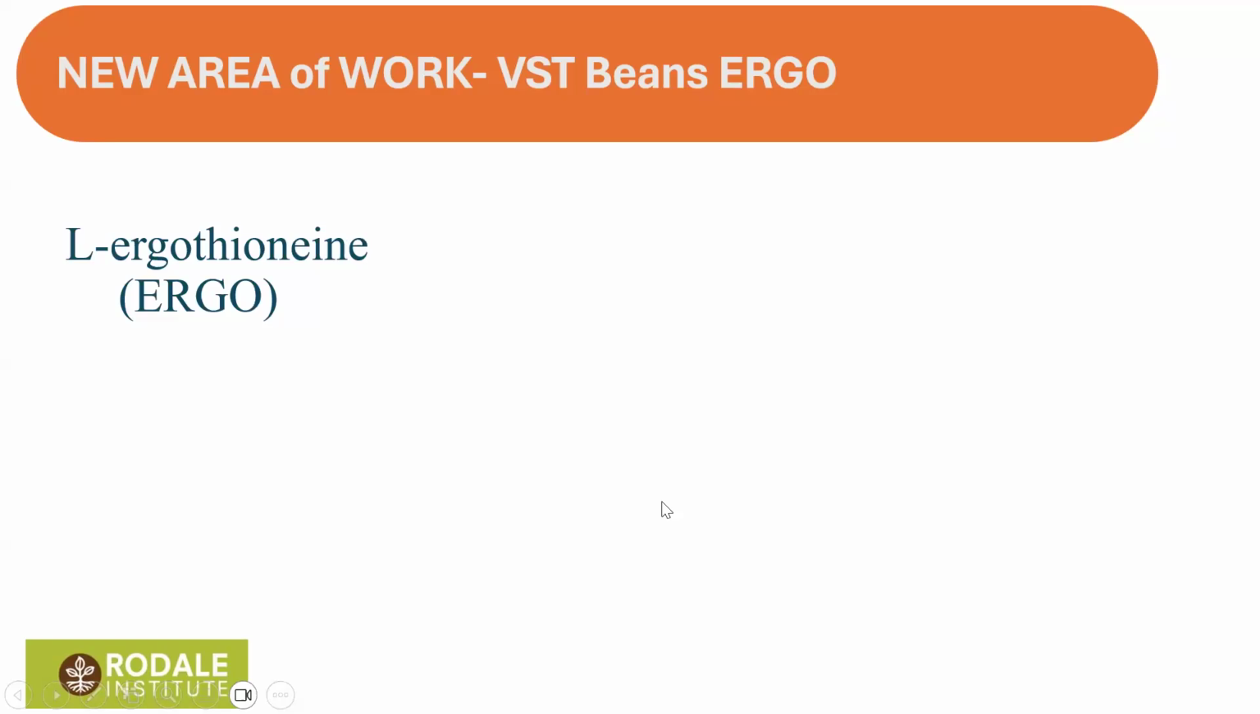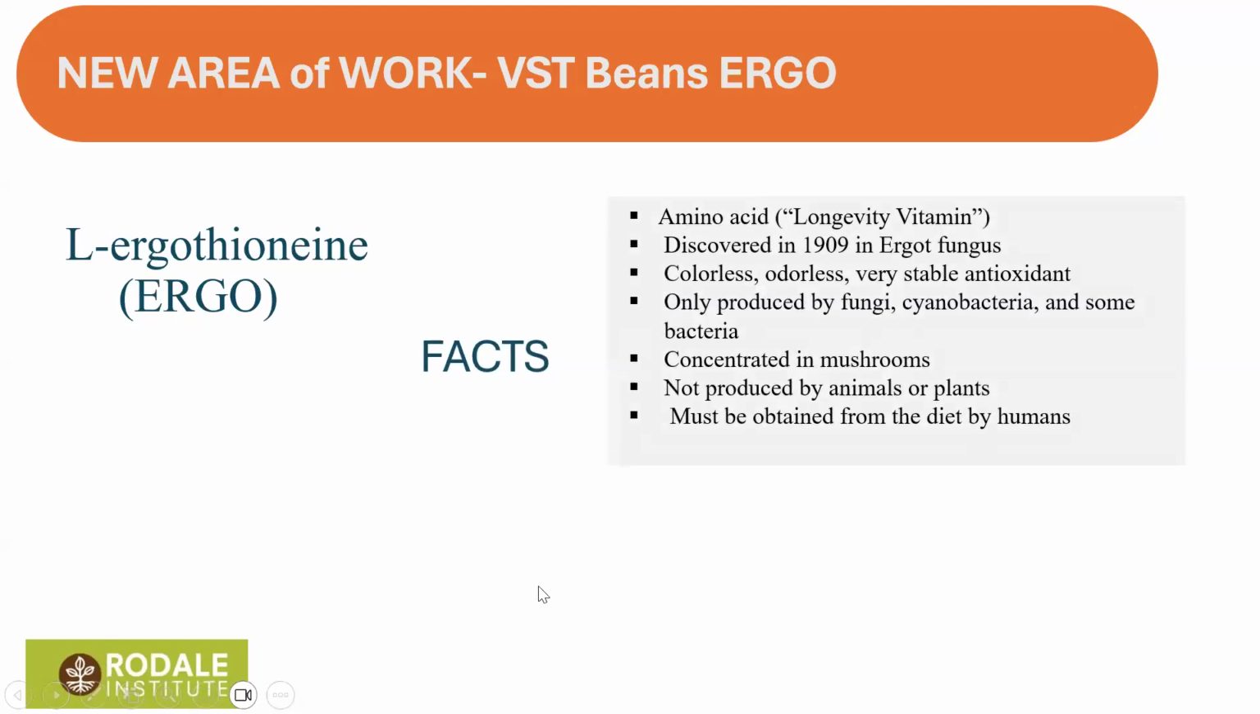So now I'm going to talk about a new area of work that we have been looking at, different crops in VST and outside VST, and it is related to a rare amino acid. It's called ergothioneine. In short, we are going to call it ergo. So let's talk about some of the facts of this amino acid. The amino acid ergothioneine is called the longevity vitamin.